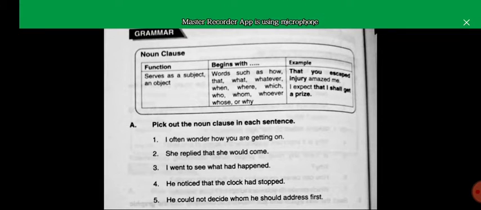Students, in the previous video I discussed the clause and the noun clause. I hope you are familiar with it. Now it's time to do this exercise. First we have the noun clause.